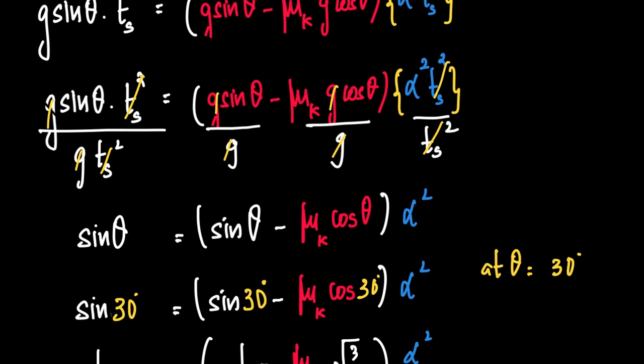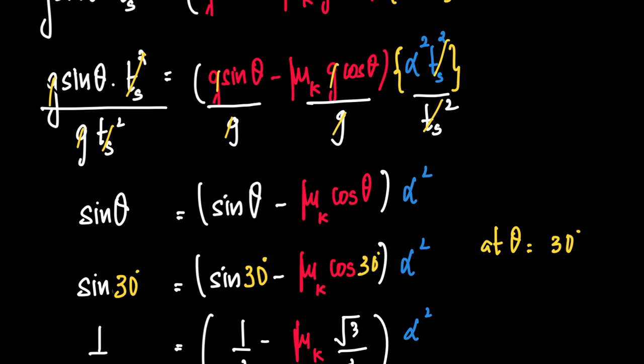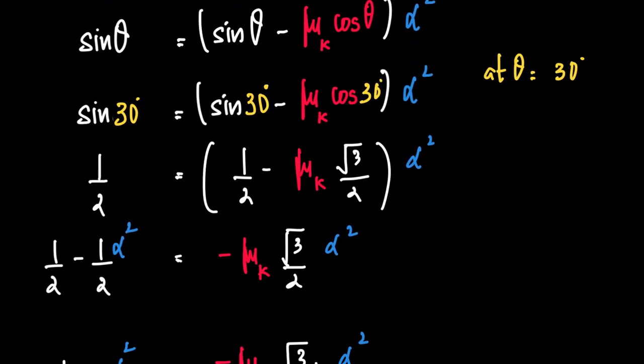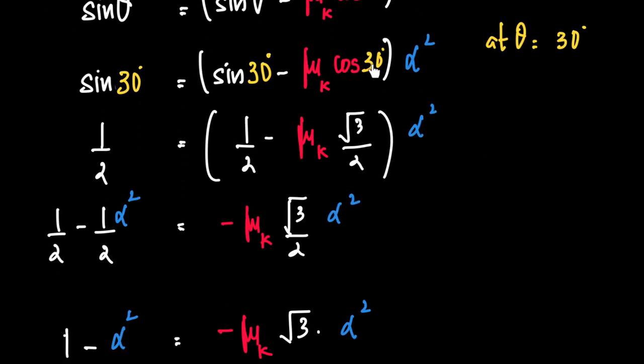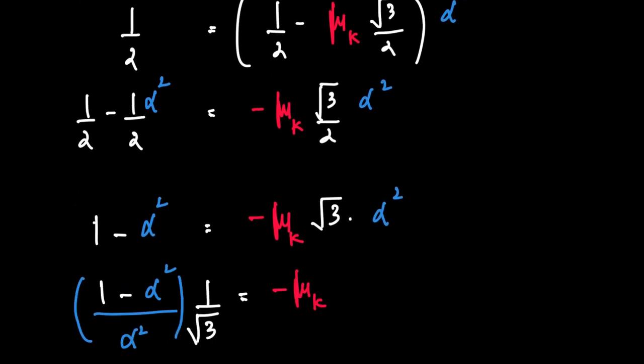So what we have now is sin theta is equal to sin theta minus mu k cos theta into alpha square. What is theta? Theta is 30, so sin 30 and cos 30. The value of sin 30 is 1 by 2, cos 30 is root 3 by 2. Now I'll multiply this alpha square into the brackets, so we get alpha square by 2. I'll transpose that alpha square by 2 to the LHS. What we get is 1 by 2 minus alpha square by 2 is equal to minus mu k into root 3 by 2 into alpha square multiplied inside.